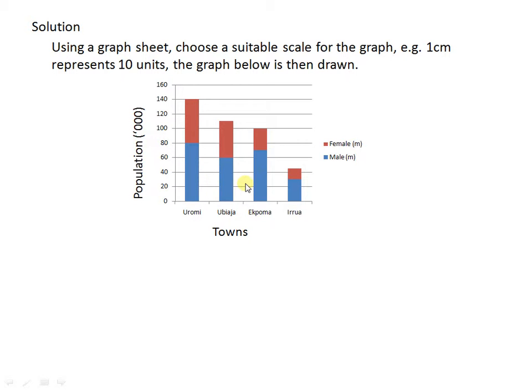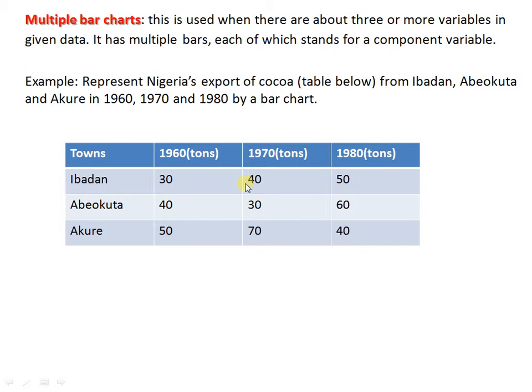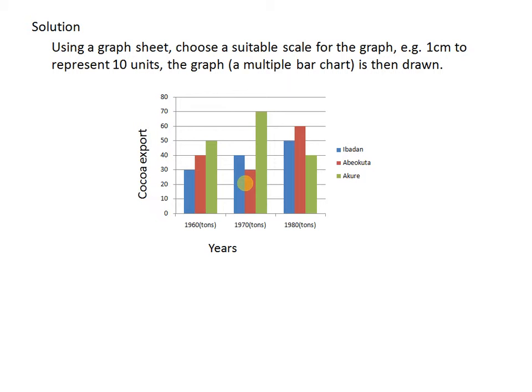A multiple bar chart is used when there are about three or more variables. You can see this table. This is a multiple bar chart. There are plenty of variables. The variables we are considering here are Ibadan, Abeokuta, and Akure. That's why it's multiple.